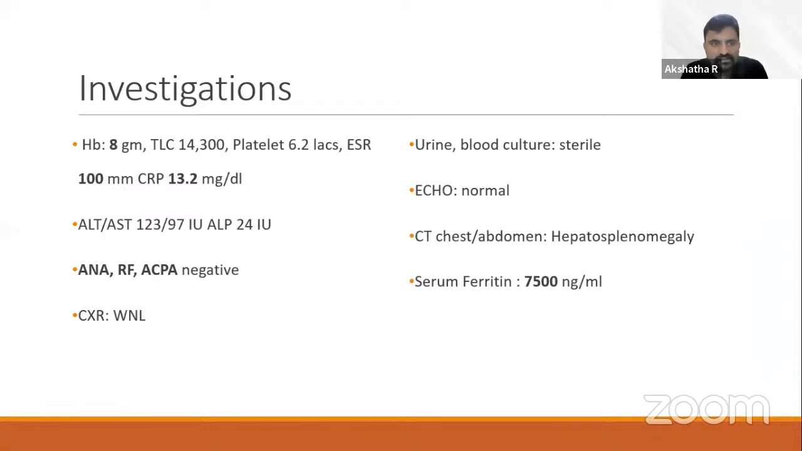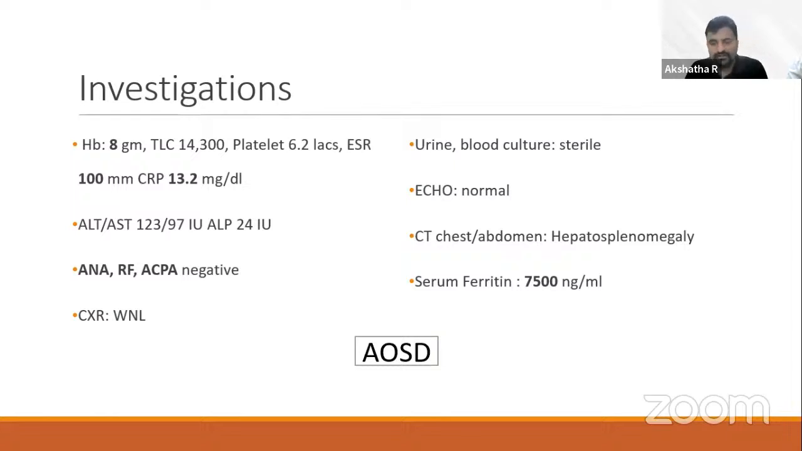She had anemia and her inflammatory markers were elevated, and we did an extensive workup for various rheumatic diseases. We got ANA, rheumatoid factor, anti-CCP. All those investigations were normal. Chest X-ray was normal and extensive workup for infective causes including culture and echo were all not contributory. We also got imaging, where there was hepatosplenomegaly and nothing else. And her ferritin was very high. It was 7,500.